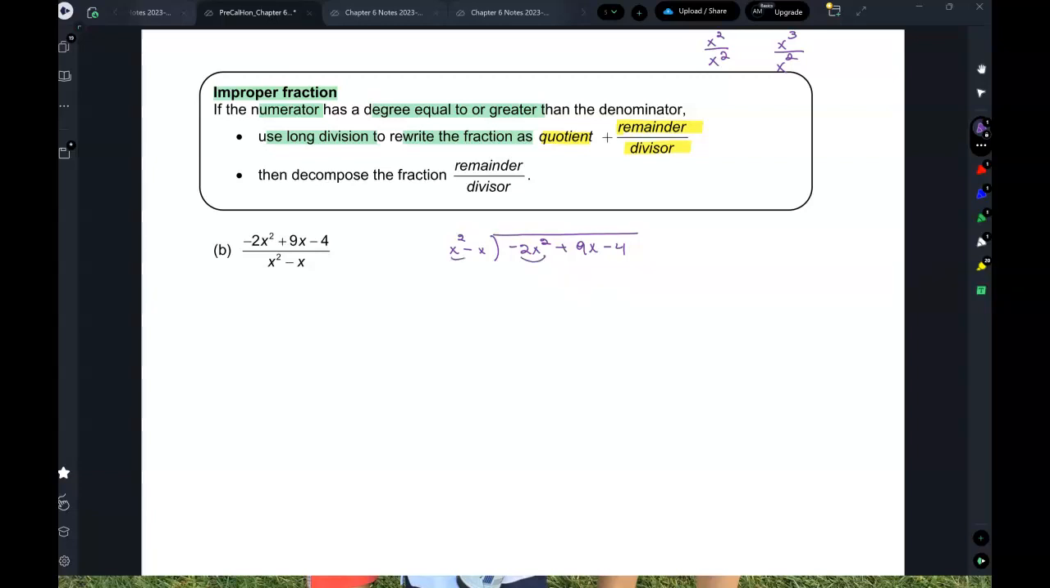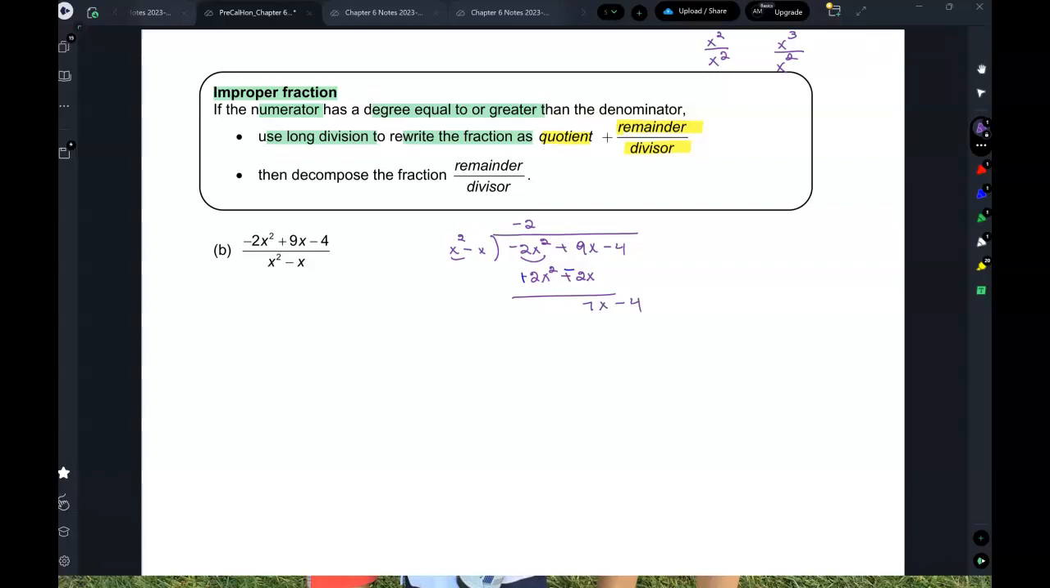Okay, so divide this by this. What do we get? -2. -2x squared plus 2x, right? And then what am I going to do? I'm going to change the sign here. Let's combine them. You get 7x minus 4, and we're done.